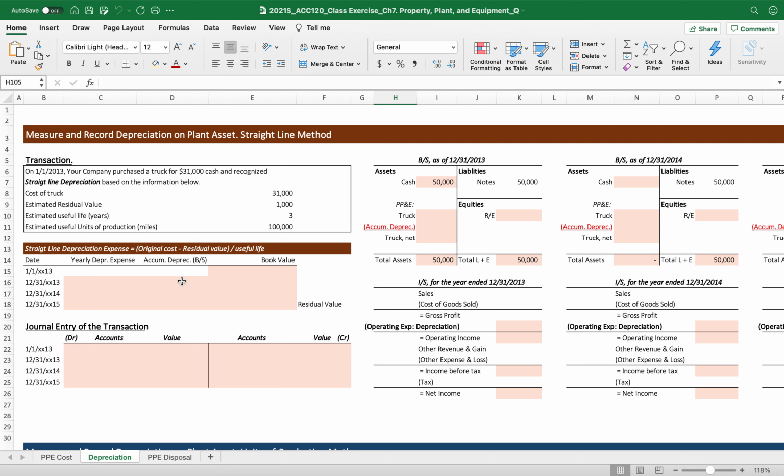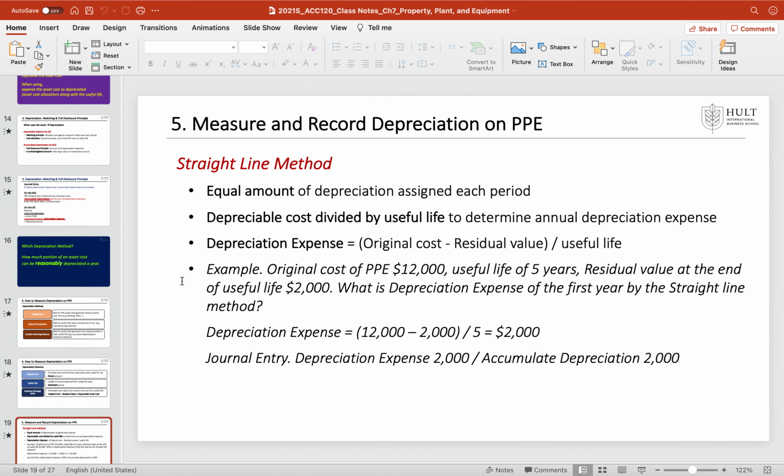Hello students, today in this video clip we'll practice how to measure and record depreciation on a plant asset by the straight-line method. As discussed in class, the straight-line method is an equal amount of depreciation assigned each period.